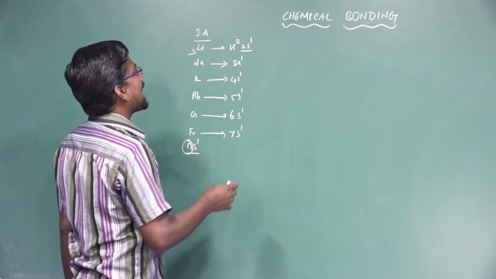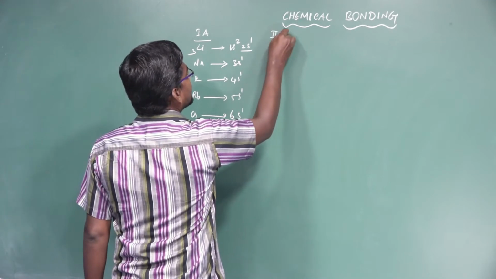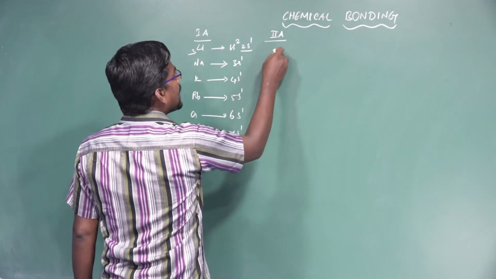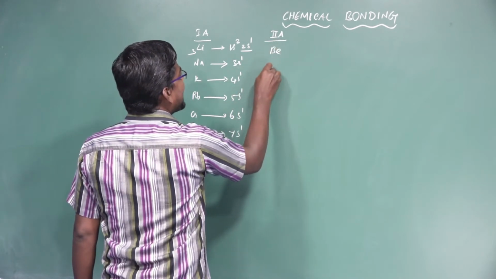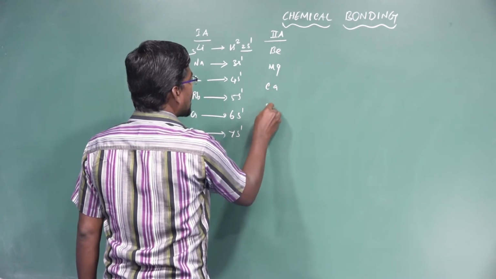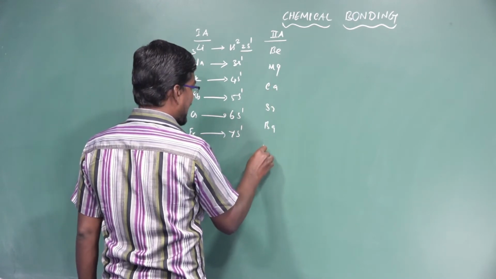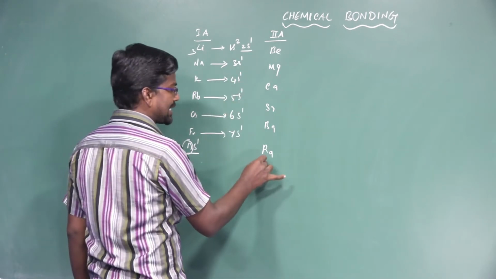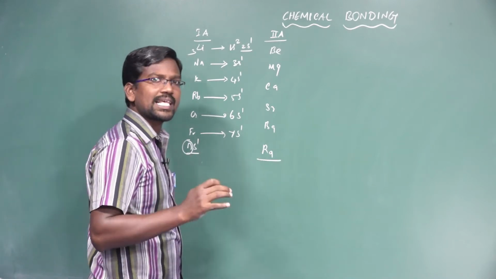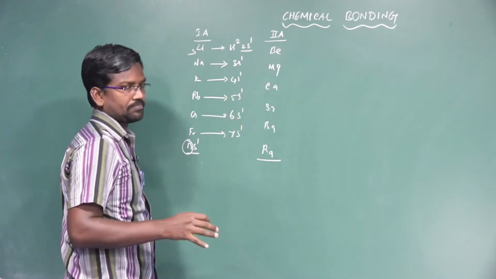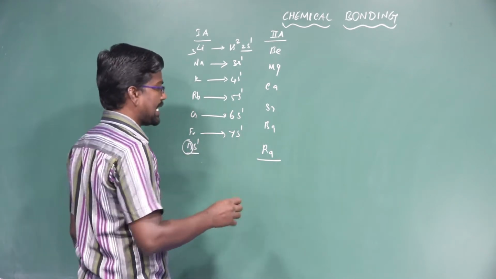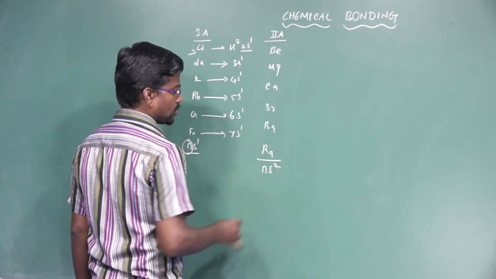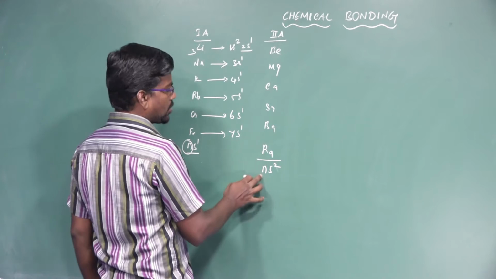Next, alkaline earth metals, the second A group elements: beryllium, magnesium, calcium, strontium, barium, then radium. The general outer cell electron configuration of alkaline earth metals, called the second A group elements, is ns2, where n is the principal quantum number starting from 2.